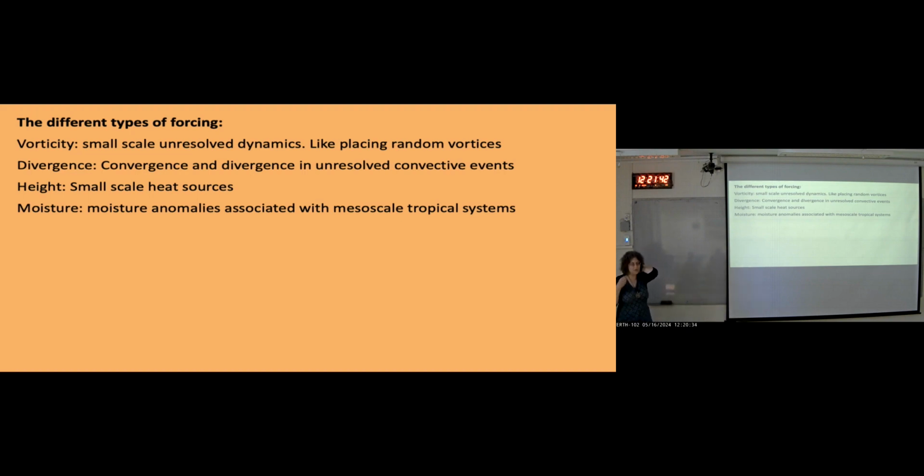When we force the height field, you can look at it as small-scale heat sources. And forcing moisture is like what you have with small-scale tropical systems. They add or take moisture from the system. So none of these forcings alone are really physical, but still, if you have these convective systems, they affect all these variables, and we want to see what the effect of each is on the model.